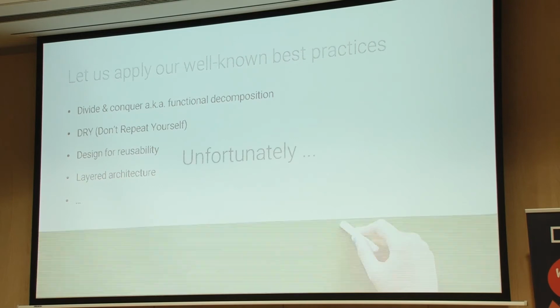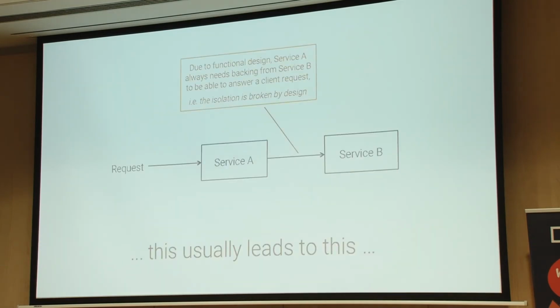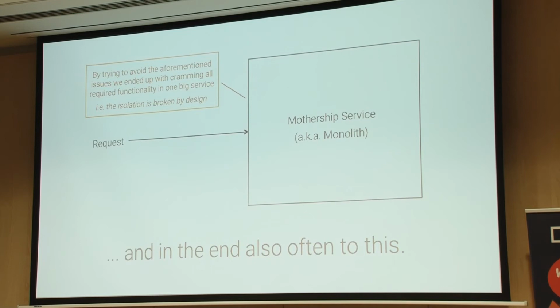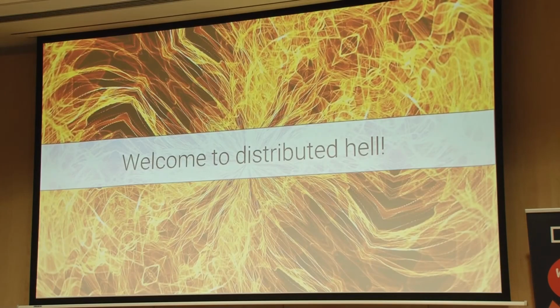So the problem is, this is DRY and design for reusability. And this is basically functional decomposition and layered architecture. And while you find yourself in production with a system with high coupling this way and loose cohesion, which is quite the opposite of what you want to achieve, you will then try at least to get the cohesion a little bit better. And yeah, here we are again. So, welcome to distributed hell.